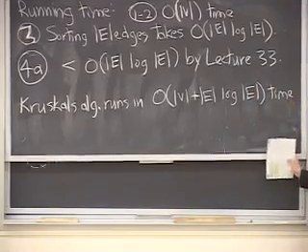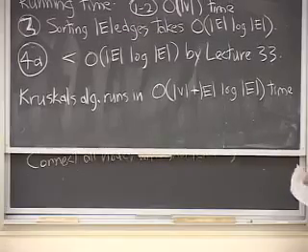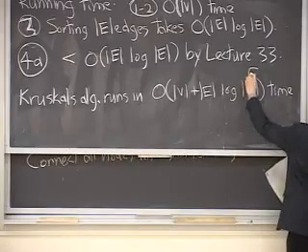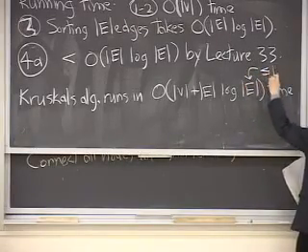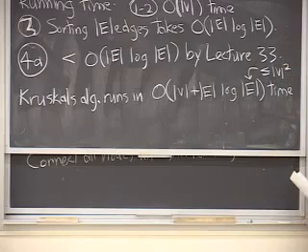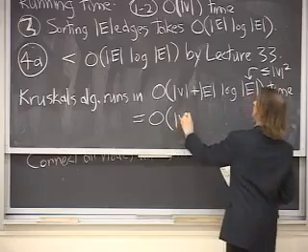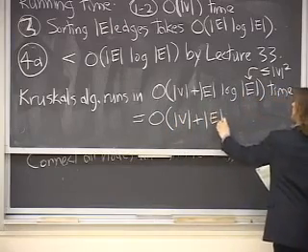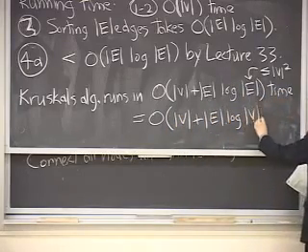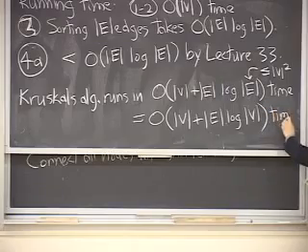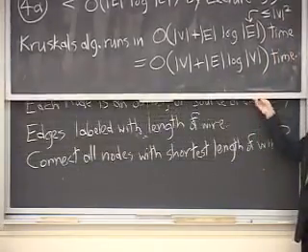One thing is that you can write this in maybe a slightly simpler form, because E in the worst case is at most V squared. And if you take the log of V squared, that's the same as 2 times the log of V. And the 2 doesn't matter. So that's the same as big O of V plus E log V. So this way is maybe a little easier to grasp.